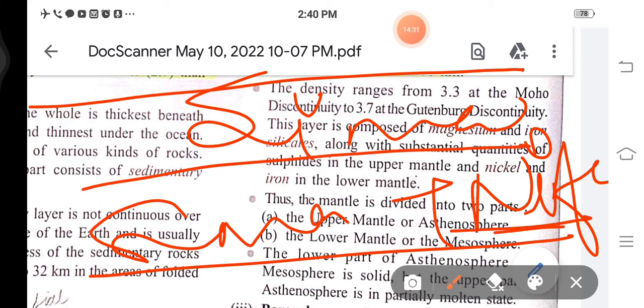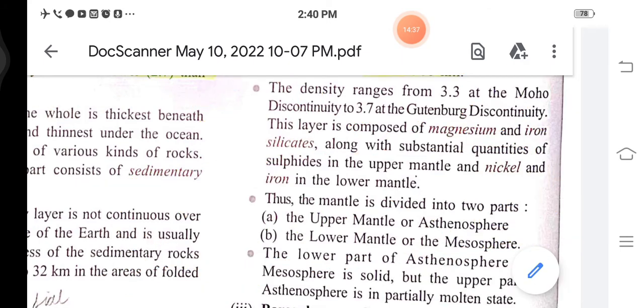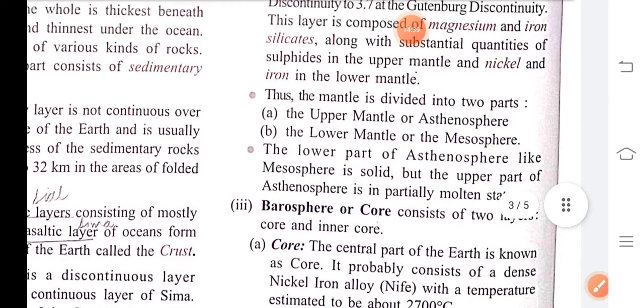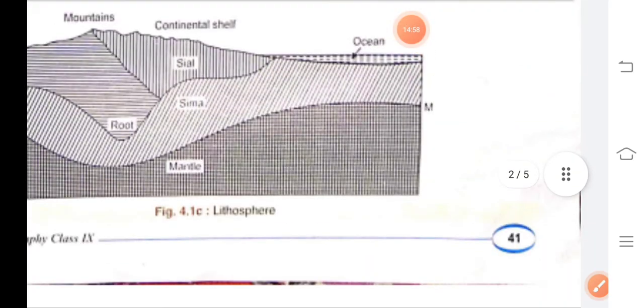Do you know why Nife is present? Because it lies quite close to the core. The core is composed of Nife. The lower part of the asthenosphere, like the mesosphere, is solid, but the upper part is molten. See, the upper mantle, that is the asthenosphere, is partially molten in state, and the mesosphere is solid in state.